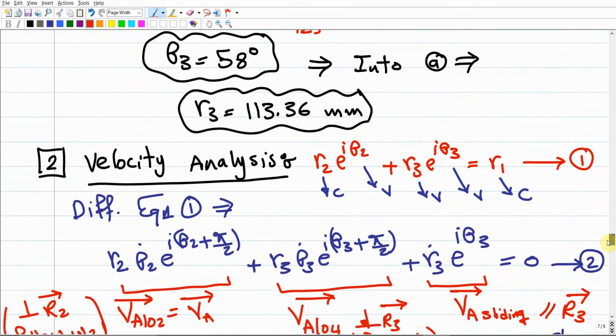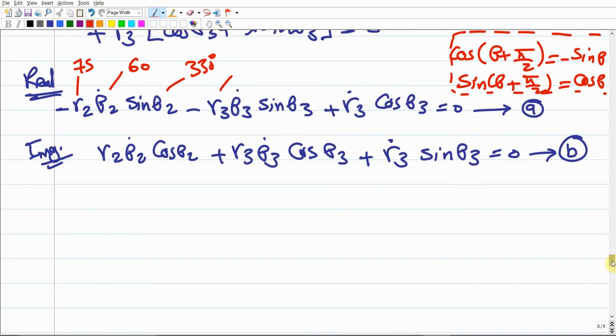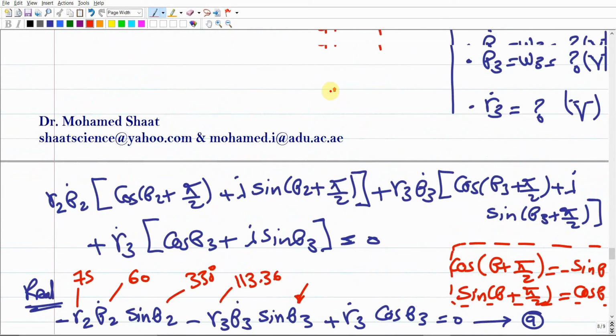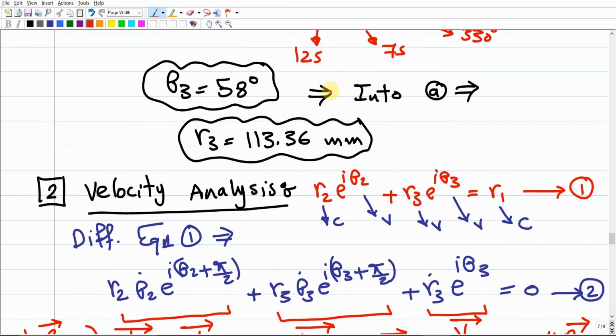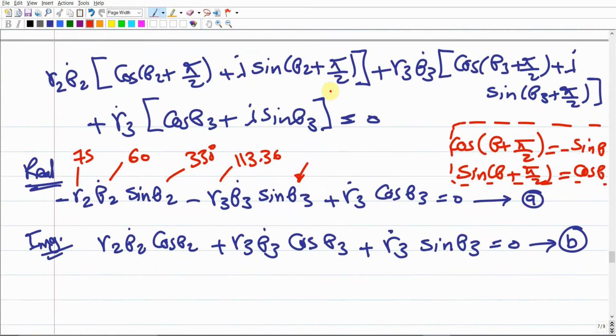R3 we got it here by 113.36. So this is R3. So we need R3, which is 113.36, and theta 3 we also got it up here by 58 degrees. And R dot is unknown. And remember that theta 3 dot is another unknown, so we do have two unknowns. Theta 3 we already got it by 58 degrees.